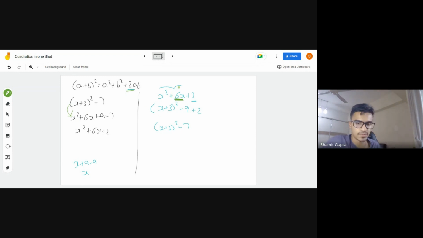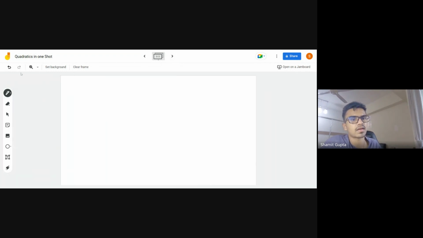Okay, when you're doing the reverse process, you divide it by 2. Now, let's take another example. Let's take x squared minus 2x plus 7. Okay, this can be written as x minus 1 squared.